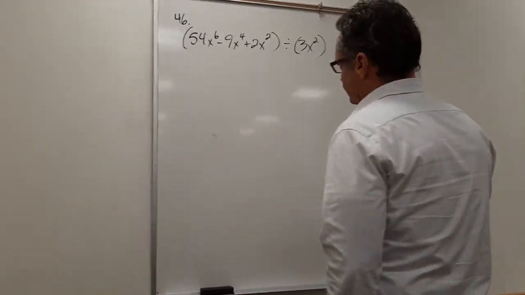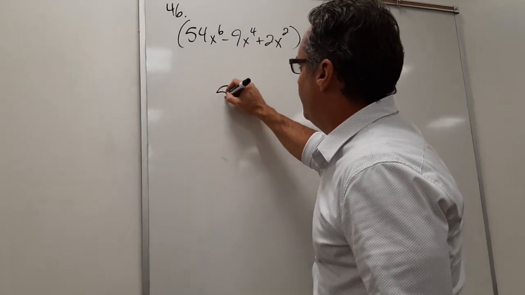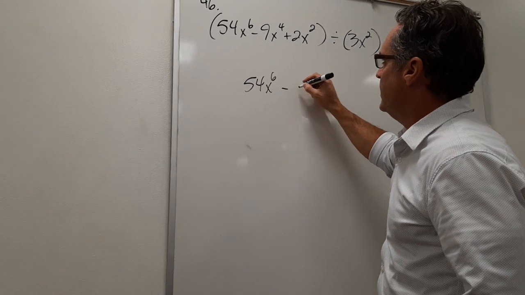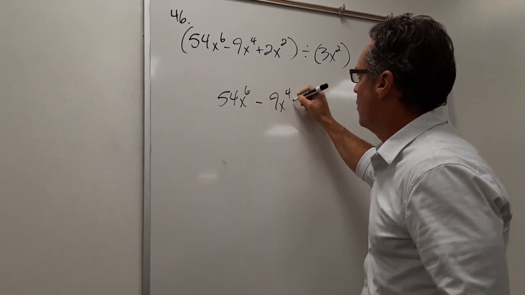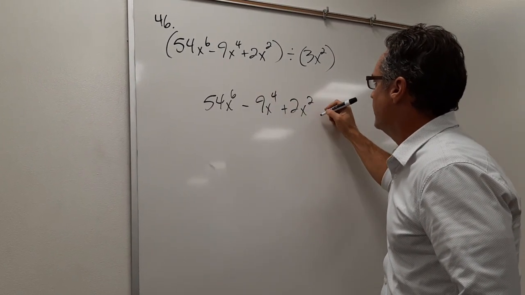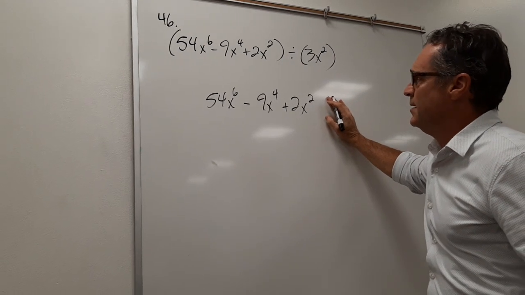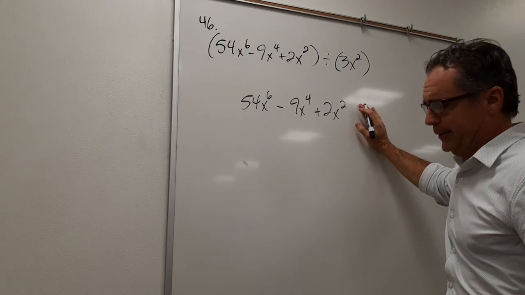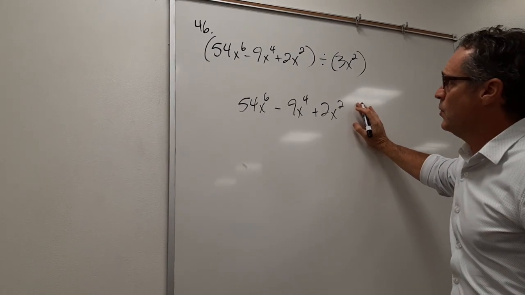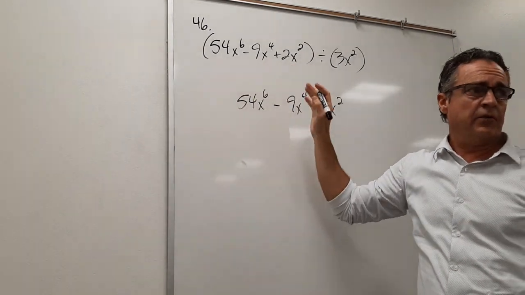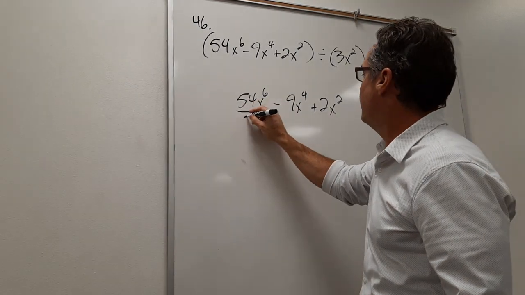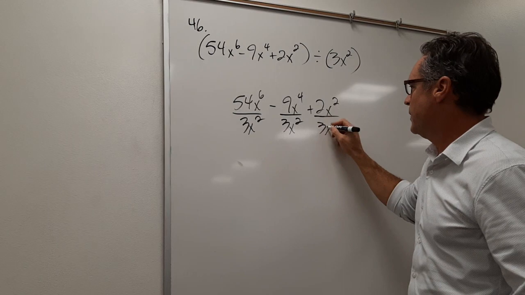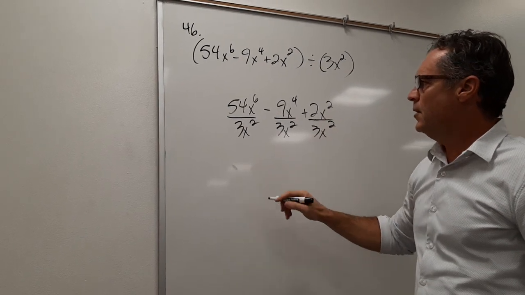And we have 54x to the 6th minus 9x to the 4th plus 2x squared. And we are dividing this by 3x squared. Now, I gotta tell you, I just want to make sure, is this written correctly? Everything good, okay. We're going to divide this by 3x squared, okay?